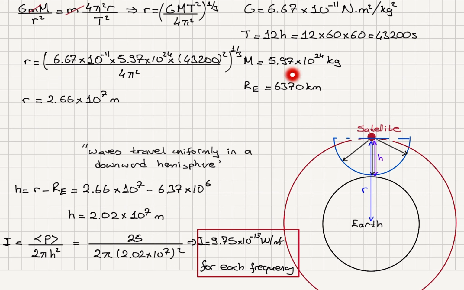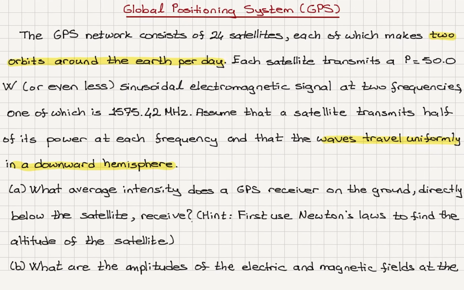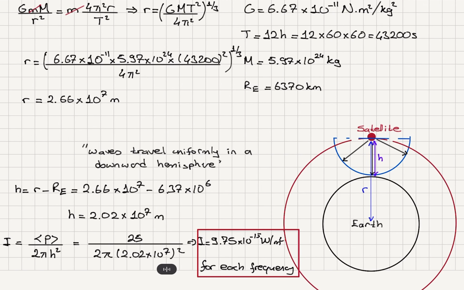We subtract the radius of the Earth to find the altitude. And the problem states that the waves travel uniformly in a downward hemisphere, which means we don't need to consider the full sphere, we only consider the downward hemisphere. And therefore, it's the average power, 25 watts, because the power was shared equally by two frequencies, divided by 2 pi h squared, the surface area of the downward hemisphere, which gives us the intensity for each frequency.